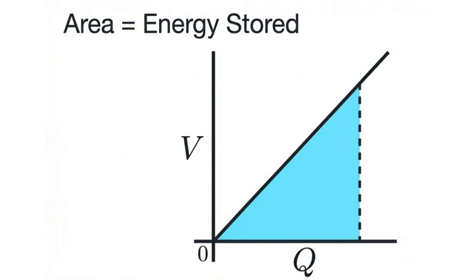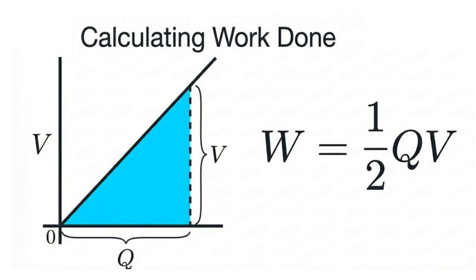The energy stored in a system can be understood by looking at the area under the line on a voltage versus charge graph. Here, voltage increases linearly with charge, forming a right triangle on the graph. The voltage is represented on the vertical axis, while the charge is on the horizontal axis. The work done in charging the capacitor corresponds to the area under this line, which is the area of the triangle.